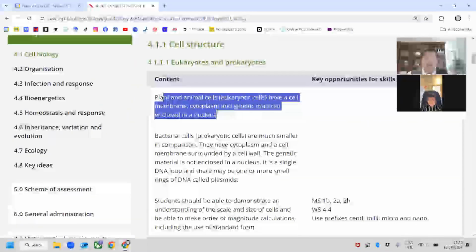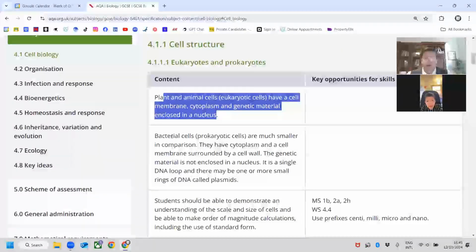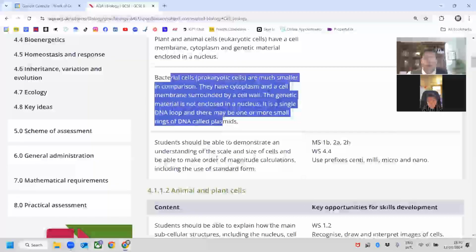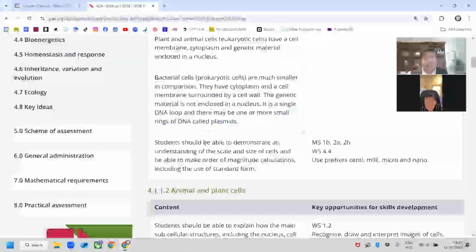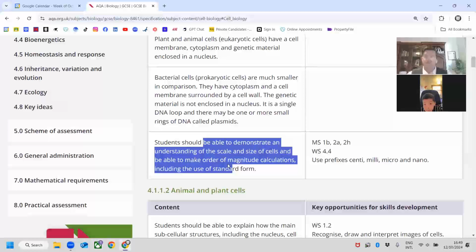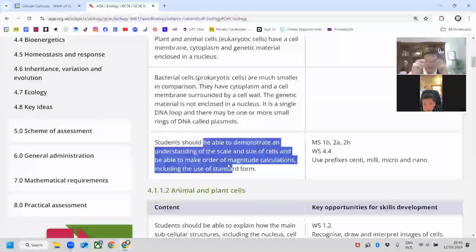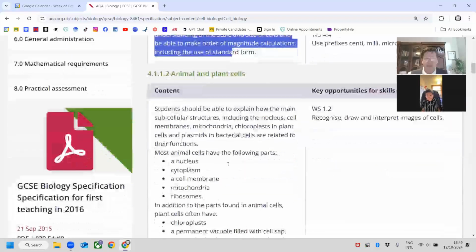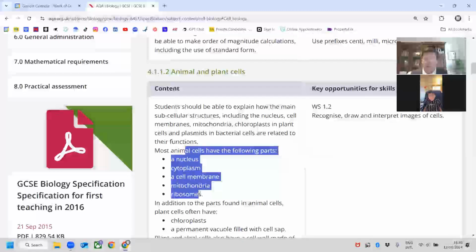Now, plant and animal cells we've done, haven't we? Yes. We've looked at prokaryotic cells, haven't we? Yes. We've done the plasmids. Something to do with the size of cells: if you look at it in a microscope, they're going to be micrometers. I've skipped that because it involves quite a lot of maths for you, matey. Most animal cells have these parts. Well, you know that.